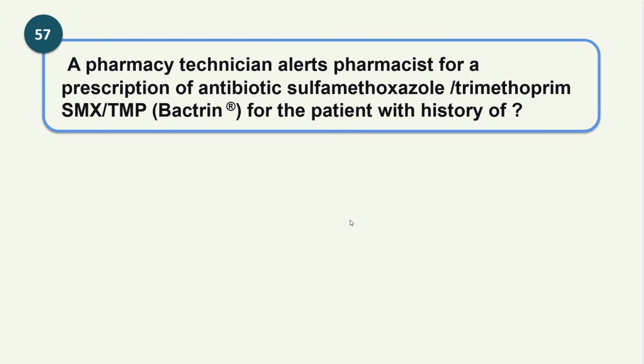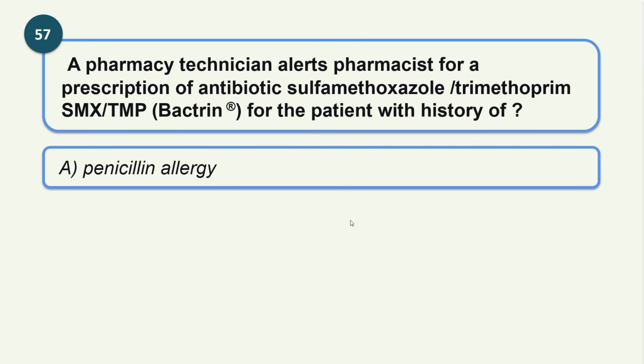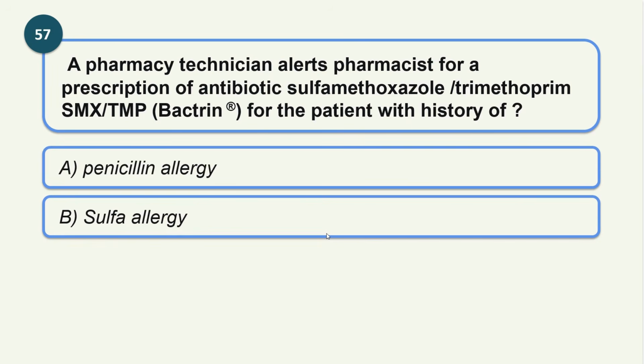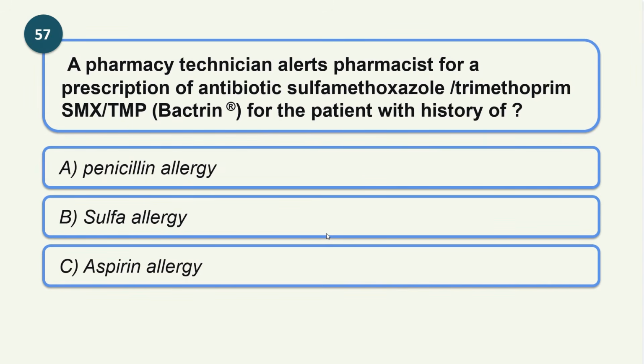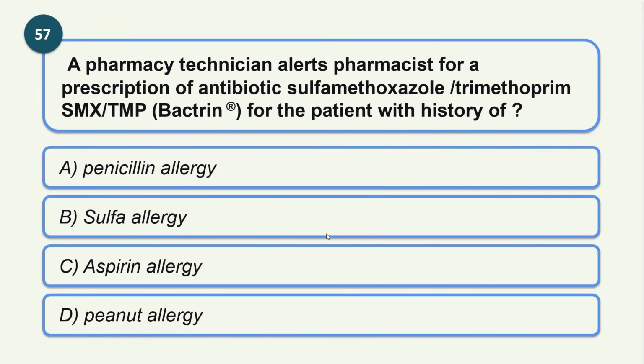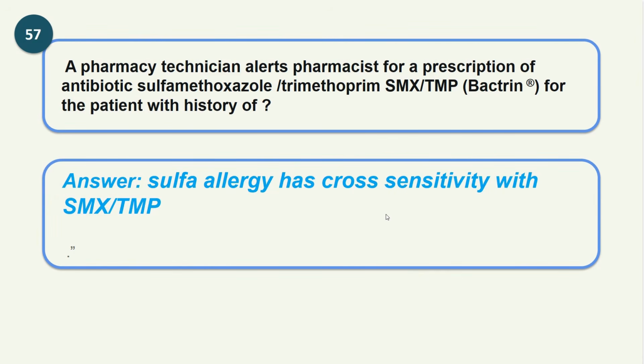Next, a pharmacy technician alerts the pharmacist for a prescription of antibiotic sulfamethoxazole trimethoprim, brand name Bactrim, for a patient with a history of A. Penicillin allergy, B. Sulfa allergy, C. Aspirin allergy, and D. Peanut allergy. Correct answer is sulfa allergy. A patient with sulfa allergy should not be given sulfamethoxazole trimethoprim because that can have cross sensitivity with these drugs.